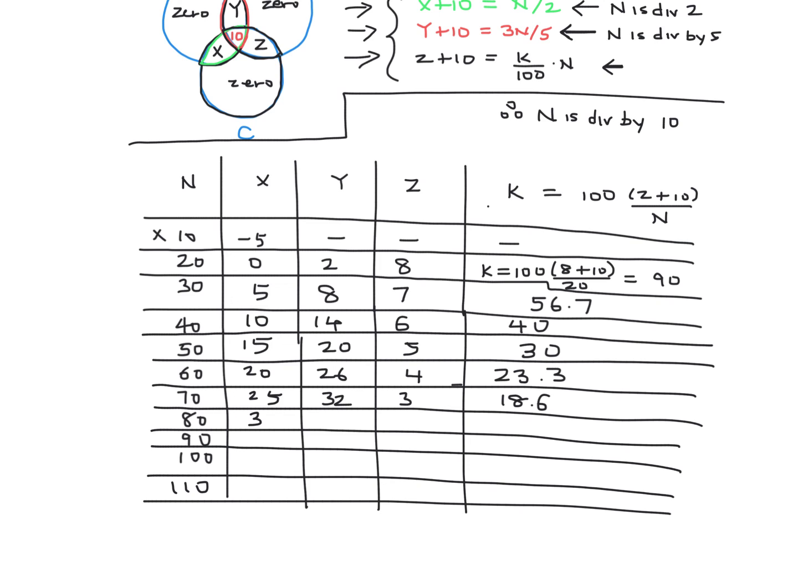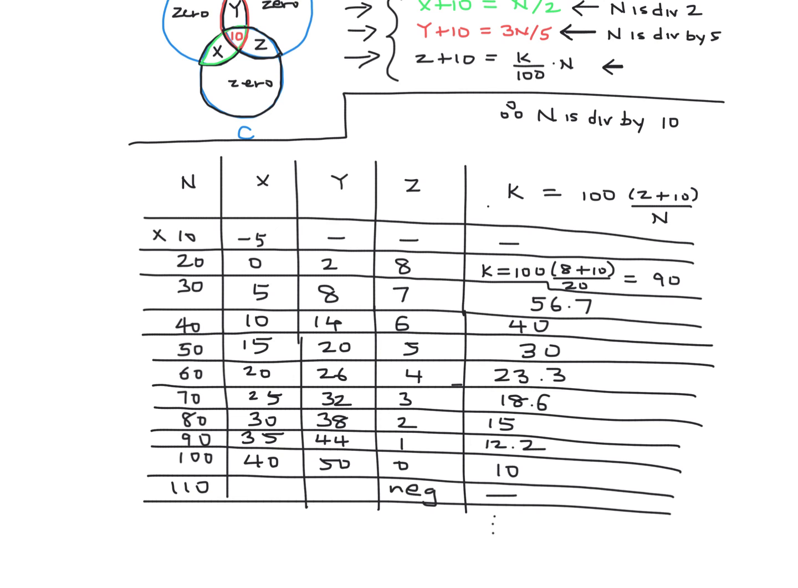80 is 30, 38, and 2, and that's 15. 90 is 35, 44, and 1, and that's 12.2. 100 is 40, 50, and 0, and this is 10. And then finally, once you get to 110, you'll actually get a negative value for z, and therefore k will not be positive. Everything after that, you will not be able to get positive numbers anymore.